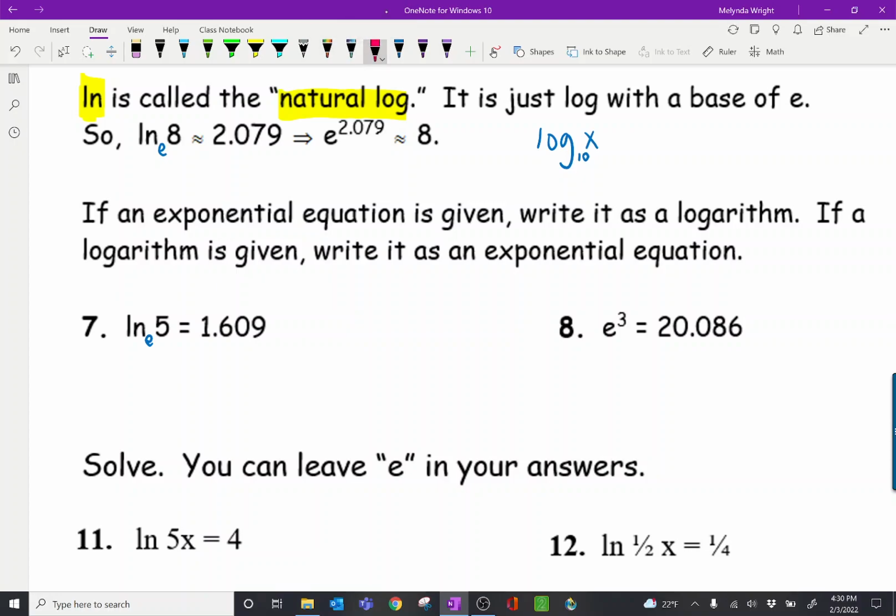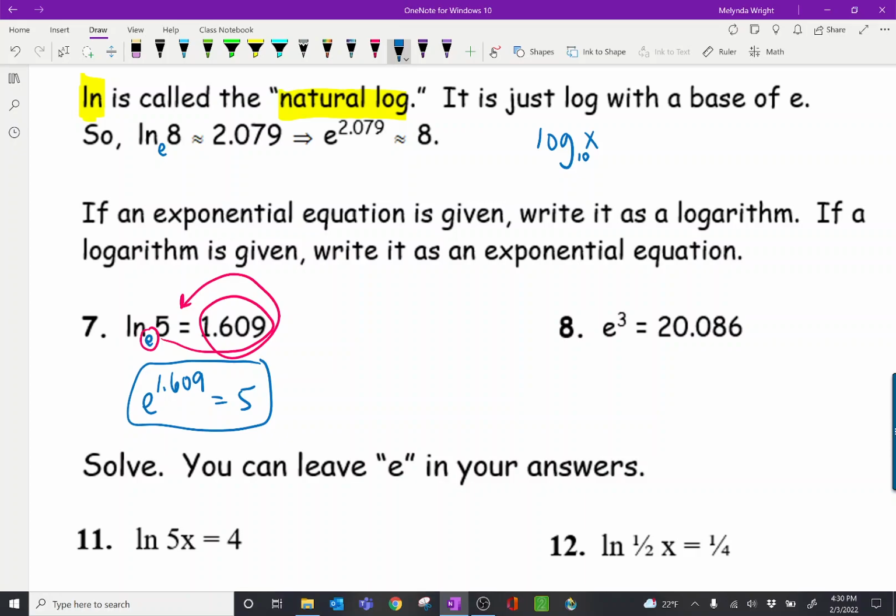Remember, it's like a little circle, so we circled that and then we went around and we did that. Remember when we did that to transform a log into an exponential? So it'd be e to the 1.609 equals 5. And I'm just rewriting it. That's all it asked me to do, is just to rewrite it.